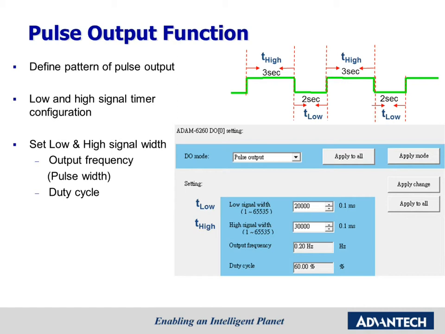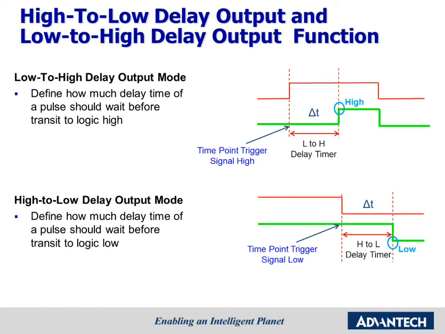Below is the setting page in utility. The user can define the pulse output pattern by their need. Simply speaking, the low signal width and the high signal width can be set. Below is a picture to explain the high to low and low to high delay output function in DO channels.